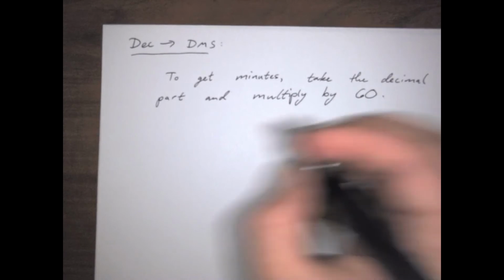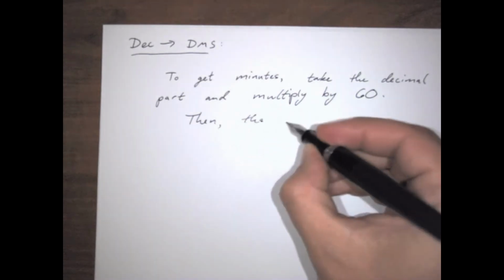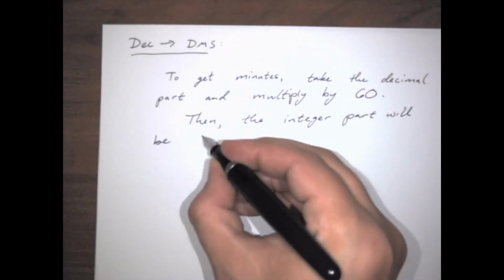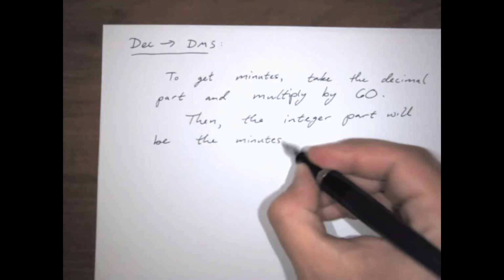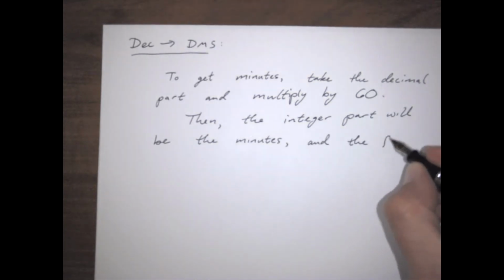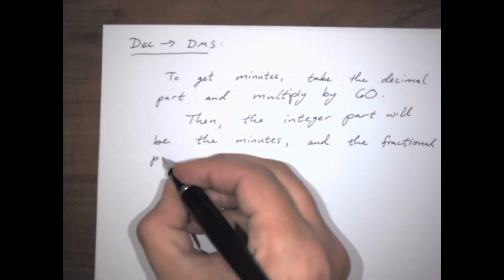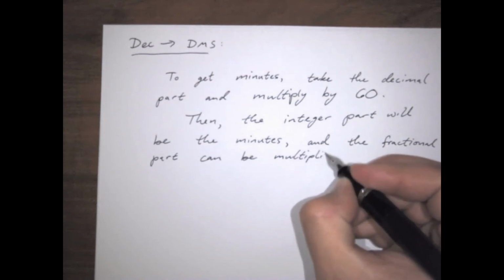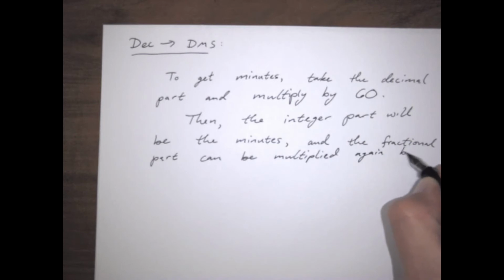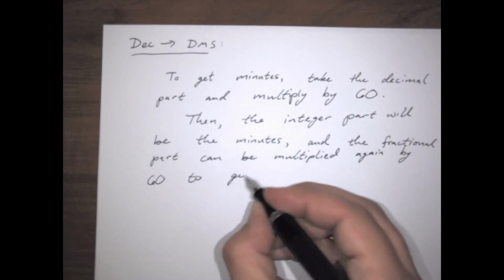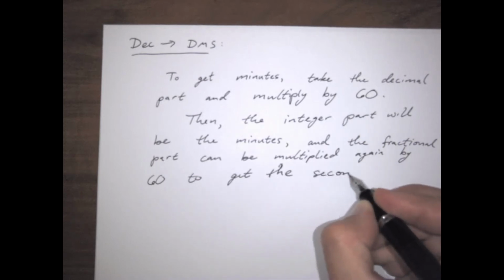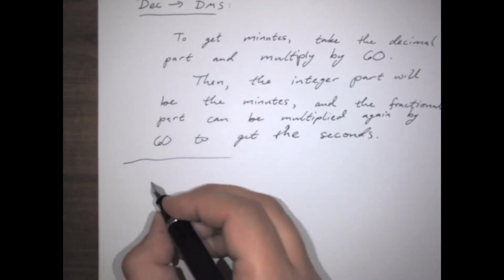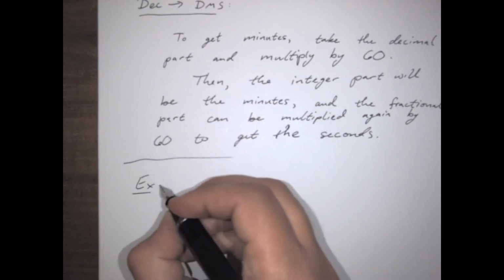Okay, so then the integer part would be the minutes, and the fractional part, the part with the decimal, can be multiplied again by 60 to get the seconds. So again, it's sometimes hard to understand a description of a process when in fact the actual process itself is much easier to get your mind around.